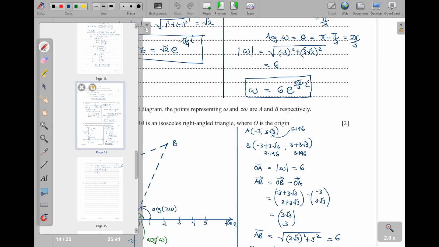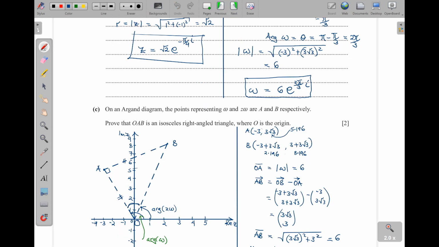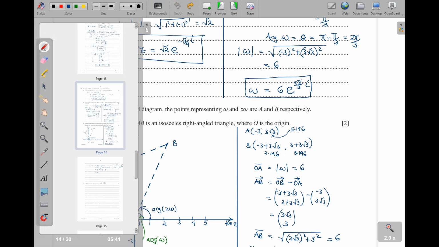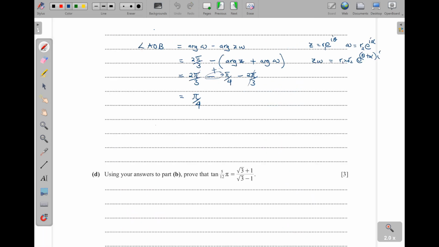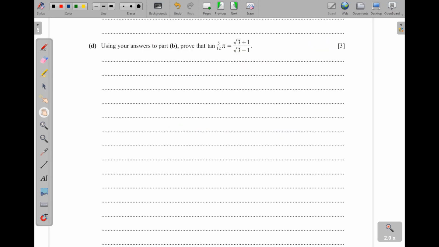And I told you that if we get this angle here as 45, then even this one has to be 45. You see? So, meaning angle AOB has to be equal to angle OBA, which is equal to pi over 4. So, therefore, that angle OAB is equal to 90, which is pi over 2. Then part D, using your answers to part B, prove that that is that.